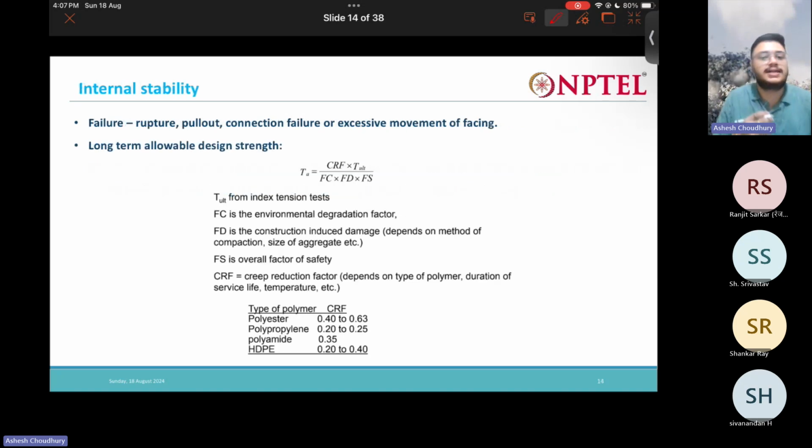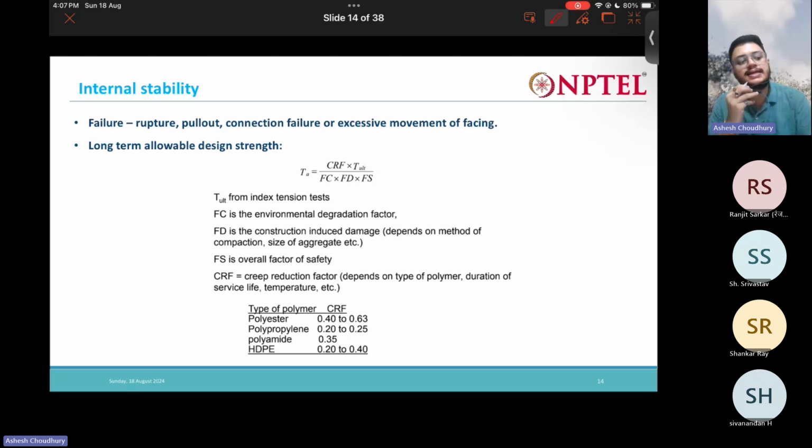Now, internal stability. What is internal stability? We already discussed this, right? What are the various internal stability criteria that we have to consider while designing a retaining wall? What are those?